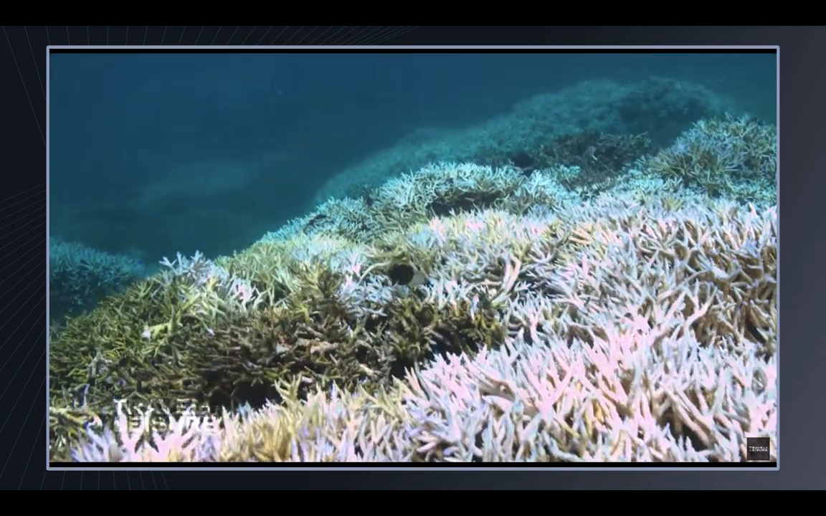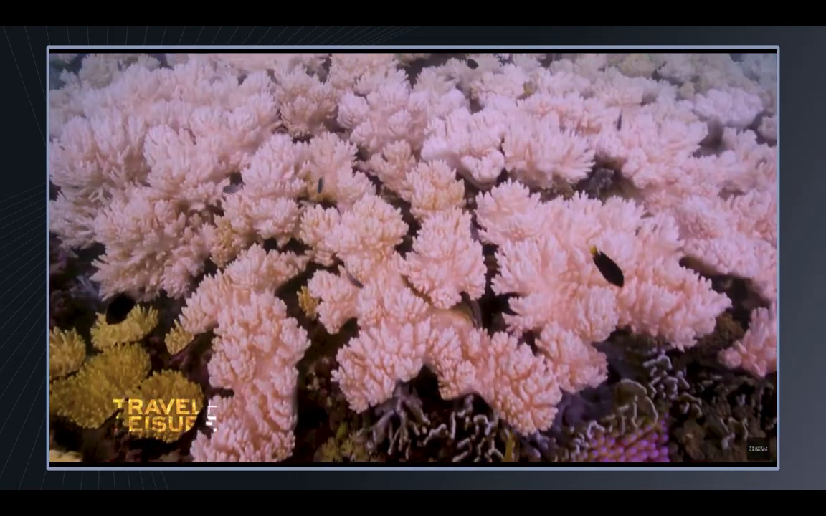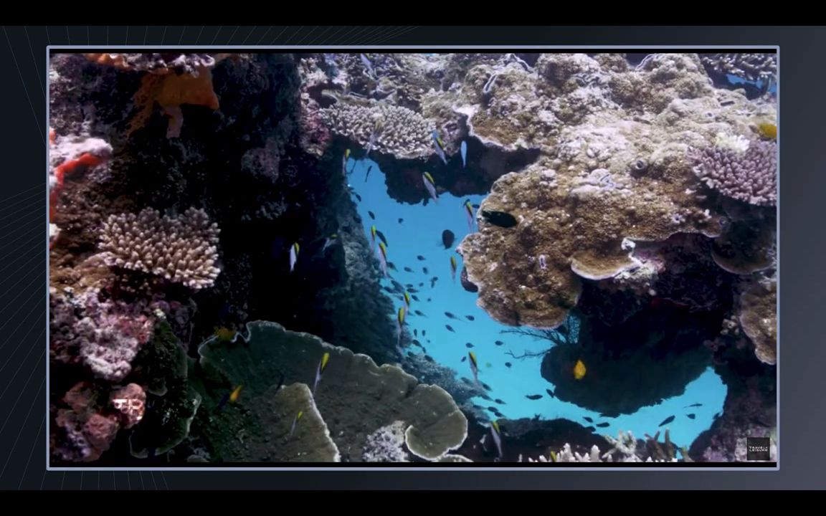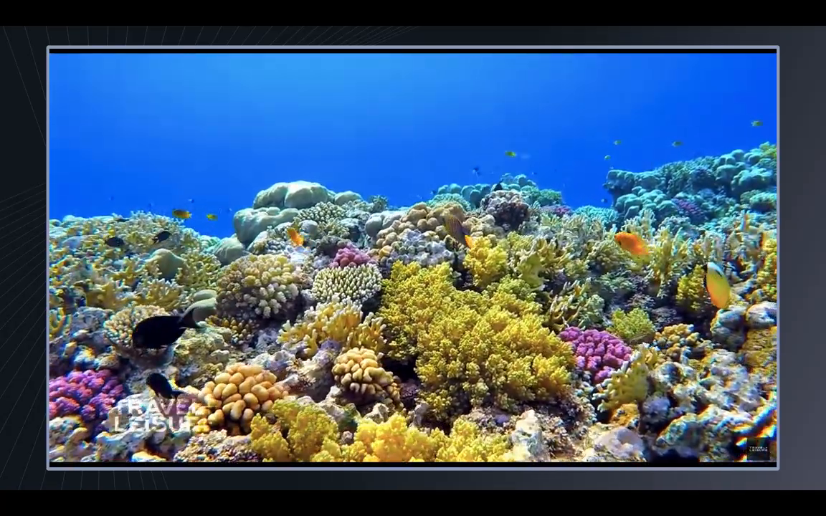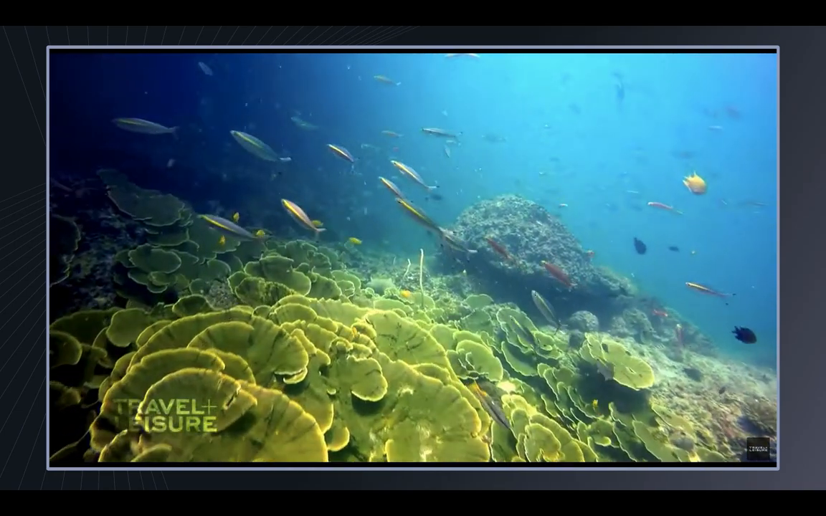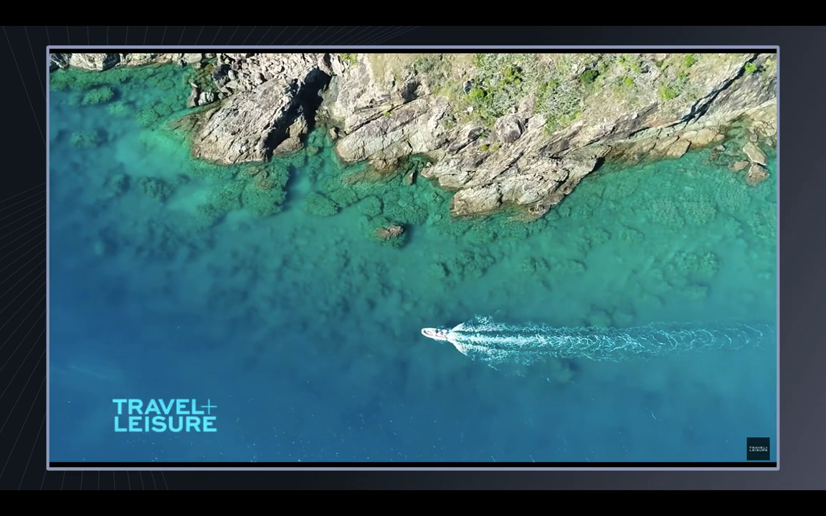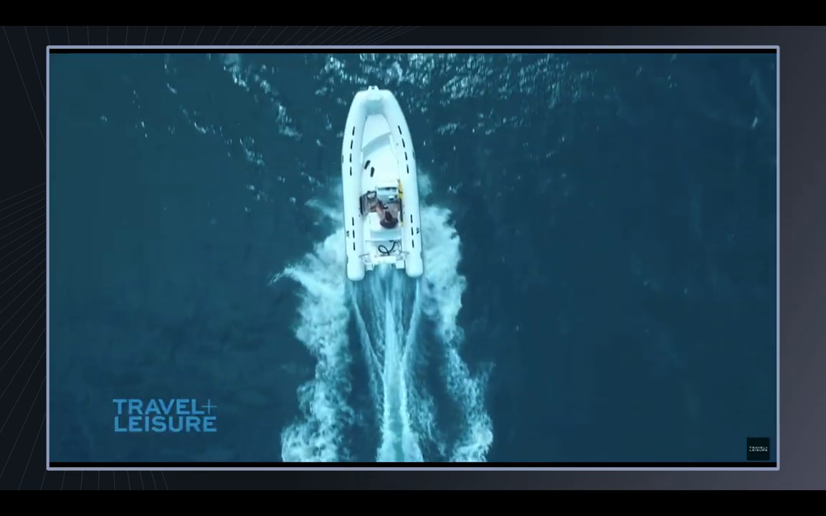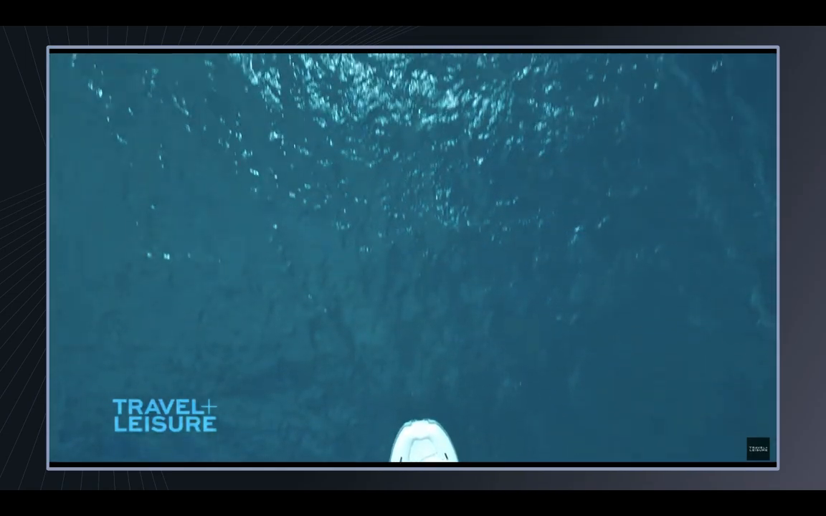People come to the Great Barrier Reef and expect doomsday. It has been publicised that the Great Barrier Reef is dead. I can assure you it's definitely not dead. However, the Great Barrier Reef is under threat. There are so many animals that are relying on us. We need to do something, because if we lose all of this, it's going to have a huge impact.